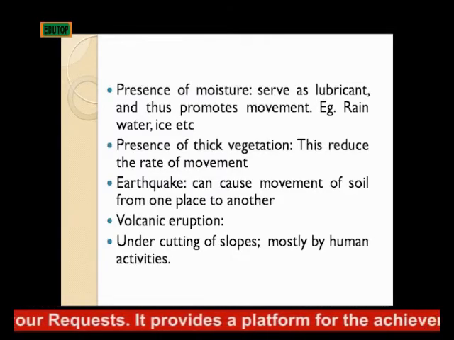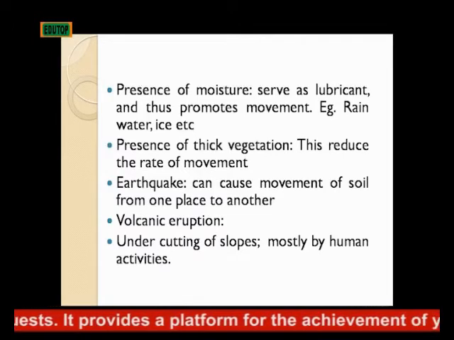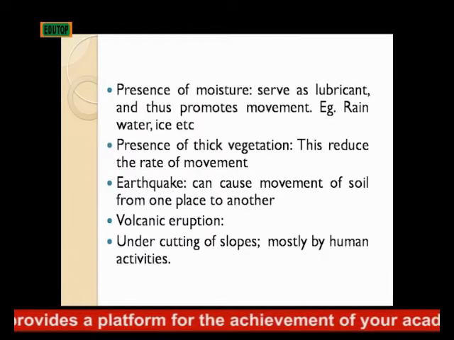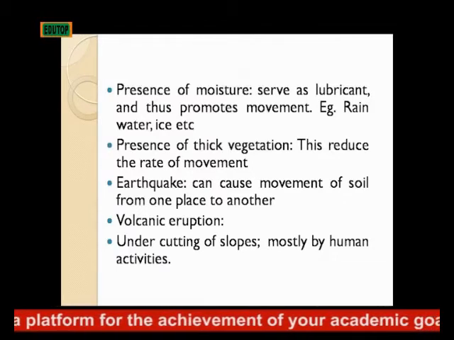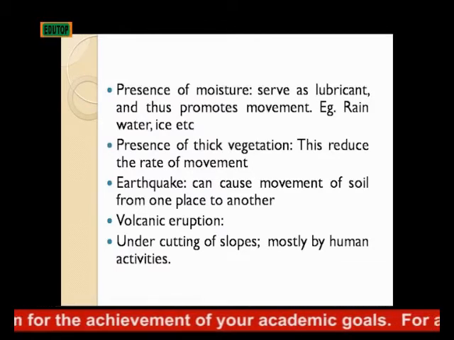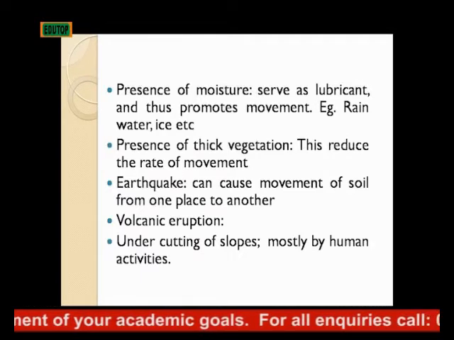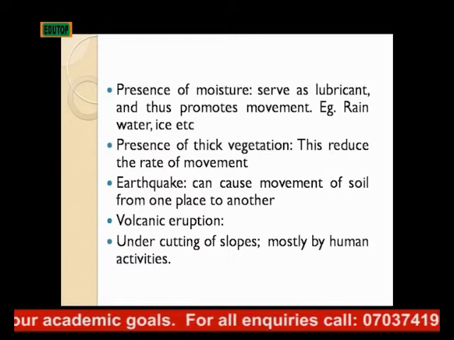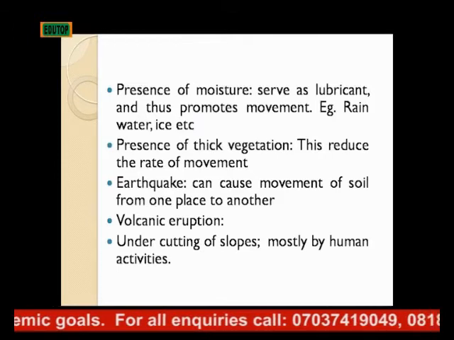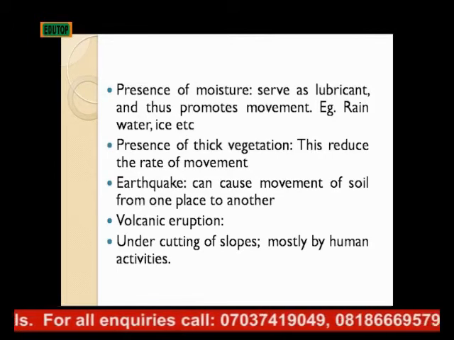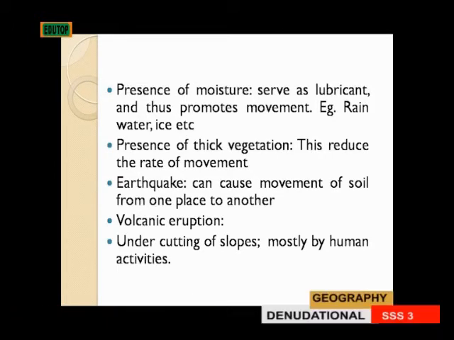Now, another factor is the presence of thick vegetation. Presence of thick vegetation reduces the rate of mass movement. Earthquakes also can cause movement of soils from one place to another. And volcanic eruption also affects mass wasting. Finally, we have the undercutting of slopes, which is mostly due to human activities.